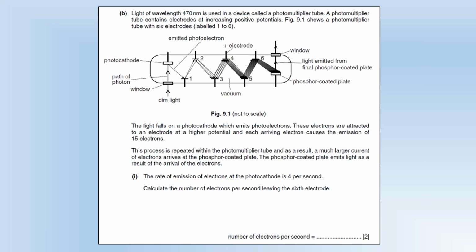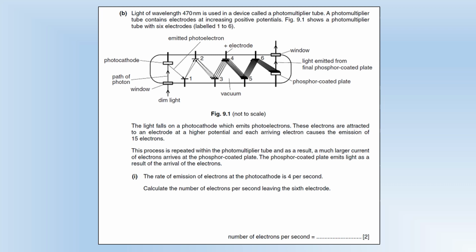So light of wavelength 470 nanometers is used in a device called a Photomultiplier Tube. So just for your general information, these are used as part of things like gamma cameras, which are used with tracers that you use in medical imaging. They come up a lot in different medical devices as ways of detecting things like gamma rays and so on.